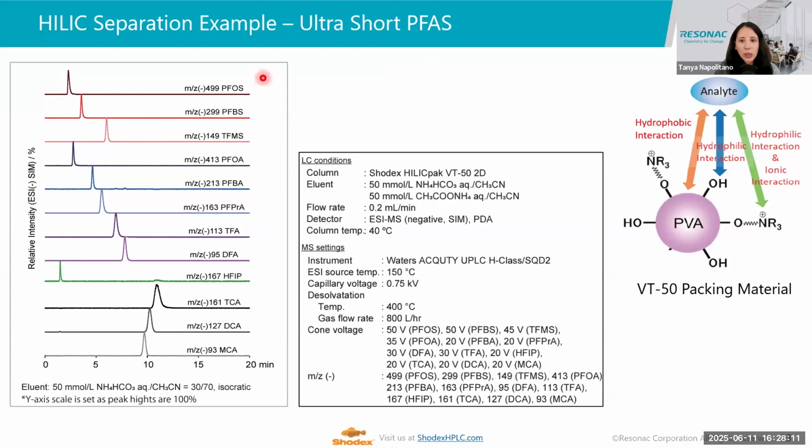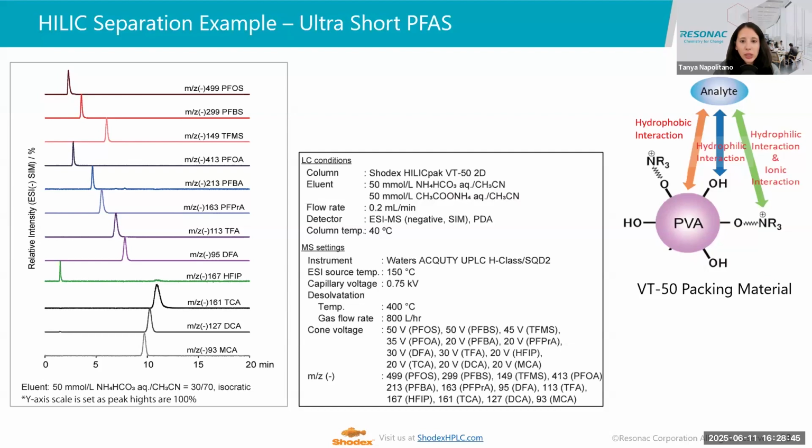So the longer chain PFAS like PFOS and PFBS elute first, while shorter, more polar ones like MCA and DCA retain longer. And that's because the more polar the compound, the more it interacts with the hydration layer on the stationary phase. And VT50 uses a PVA backbone with quaternary ammonium groups, supporting hydrophilic partitioning and weak anion exchange. So this dual mode retention helps even the smallest PFAS separate cleanly.